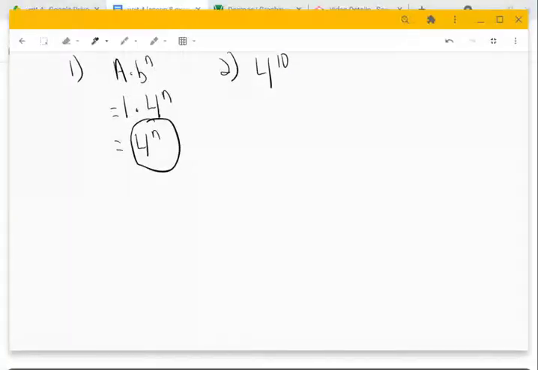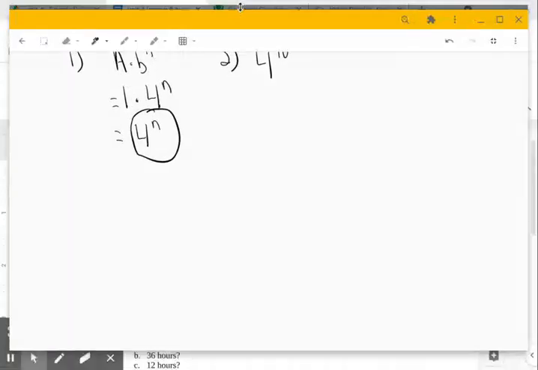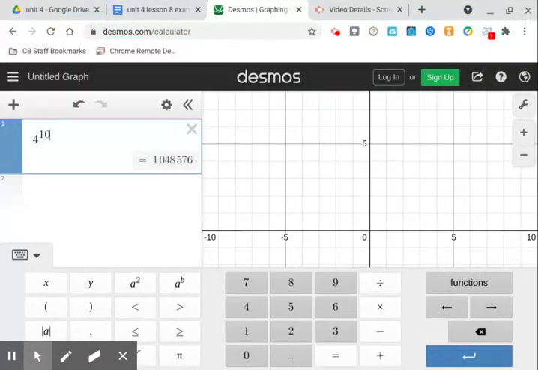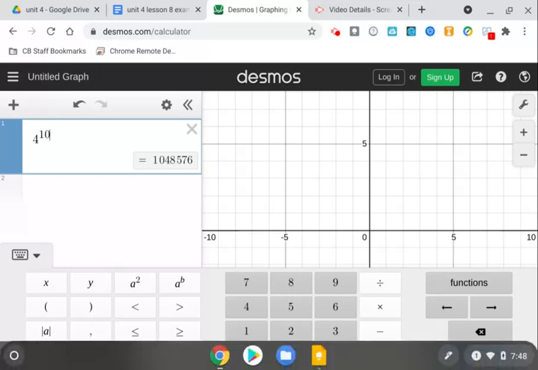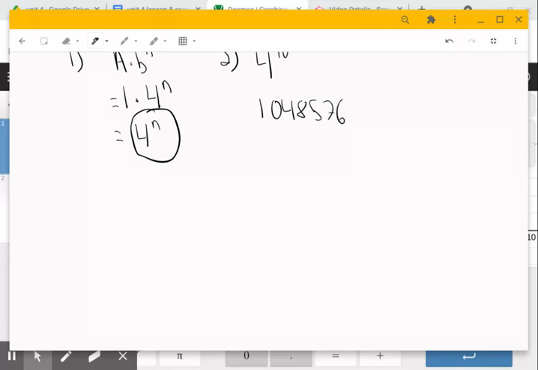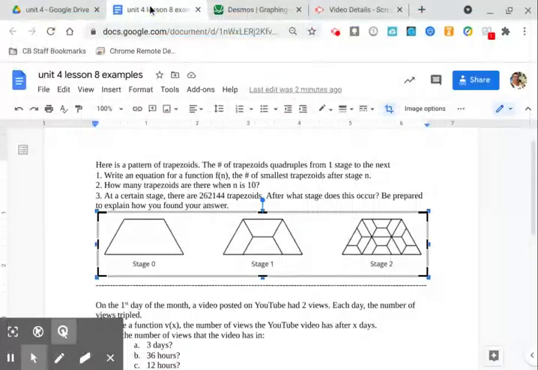So to find that answer, let's go into Desmos. And let's do 4 to the power of 10. So that's going to be 1,048,576. All right, so that's the answer to number 2.